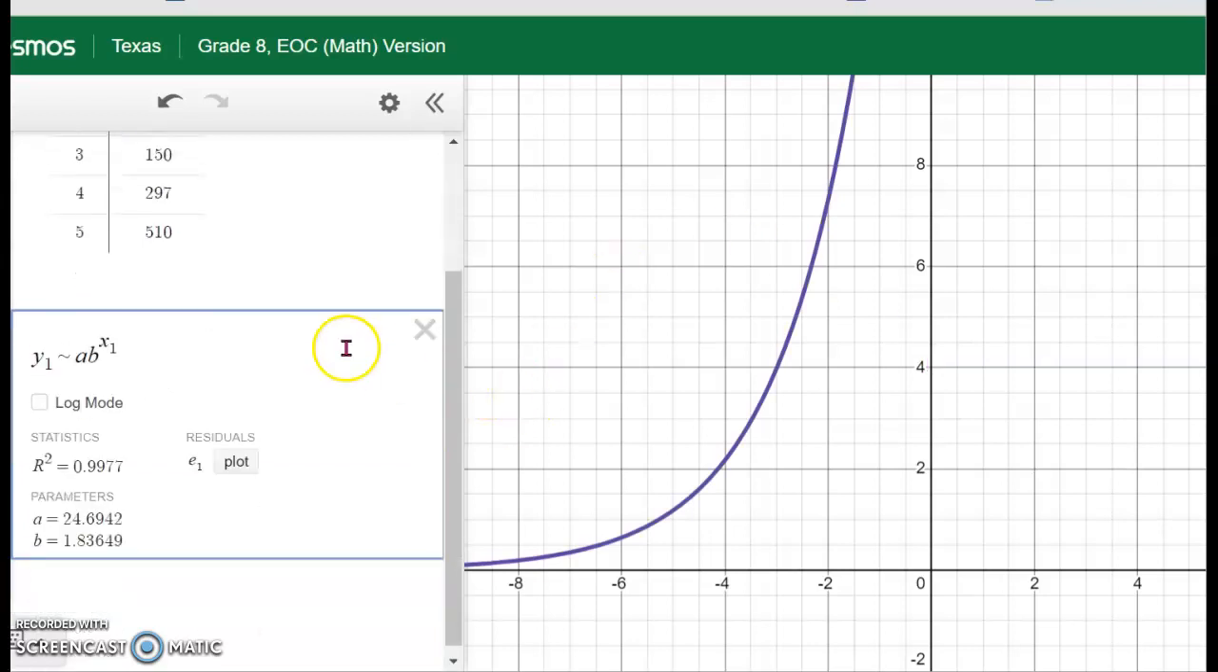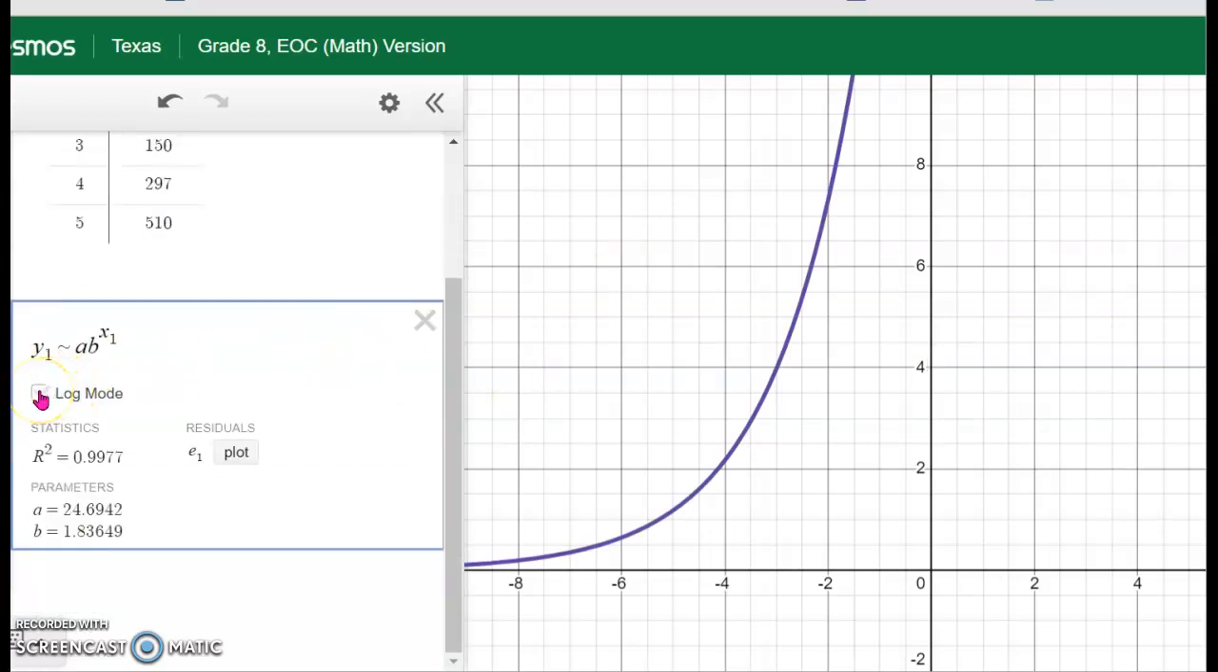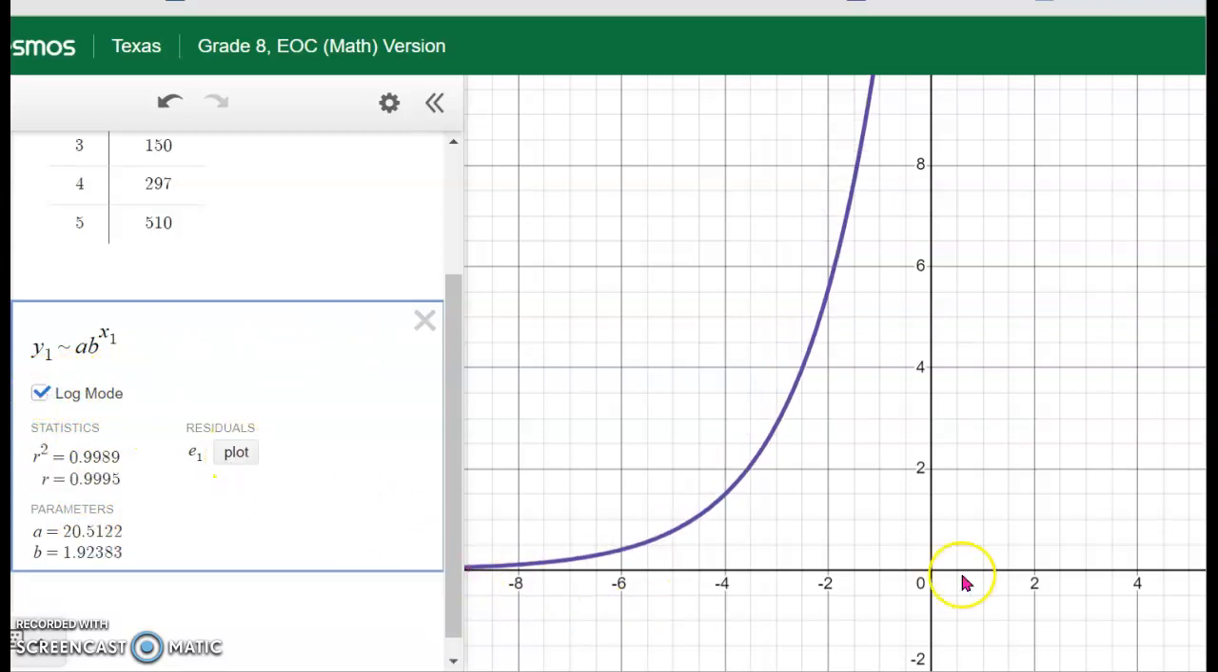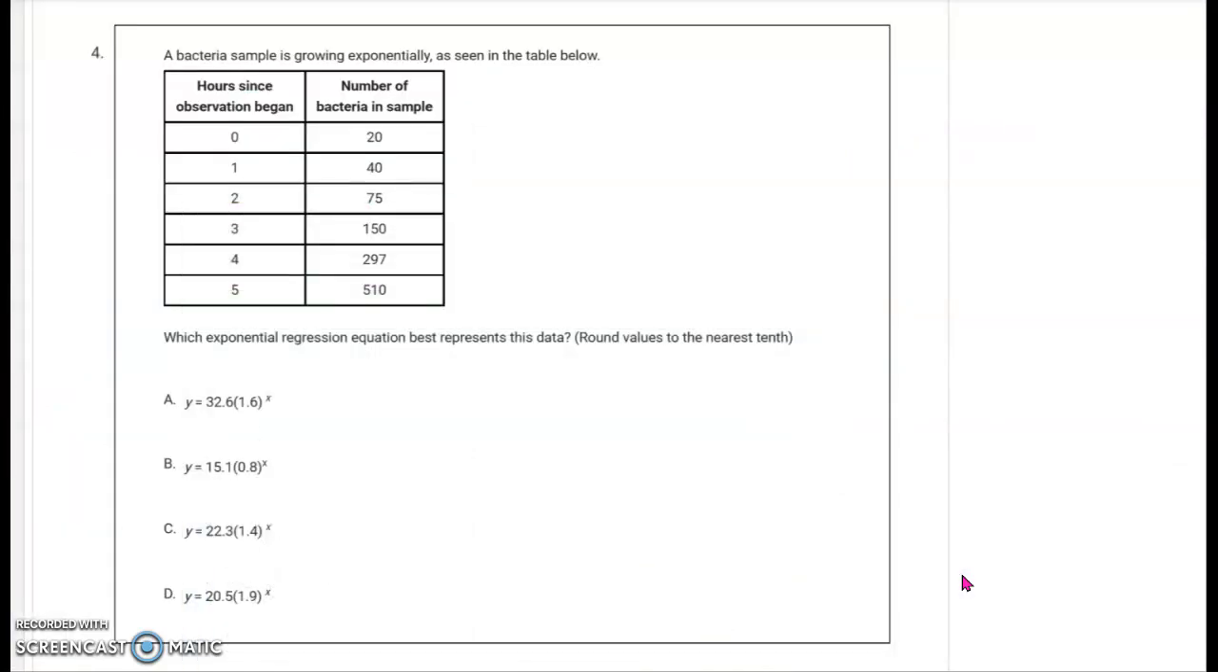Now, one thing you do need to make sure you hit is the log mode button. Notice how it will change the A and the B values. Hit log mode, and that is where we're at. Our A is about 20.5, and our B is about 1.9. So let's look at our answer choices. There we go. It's answer choice D. Our A value that we were given was 20.5, and our B value was 1.9.